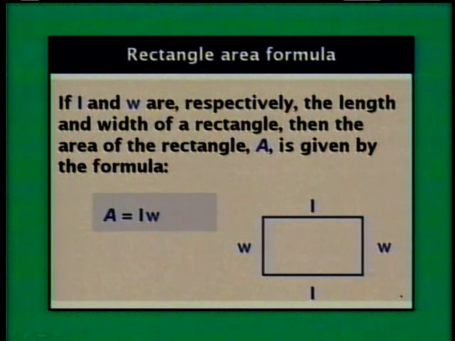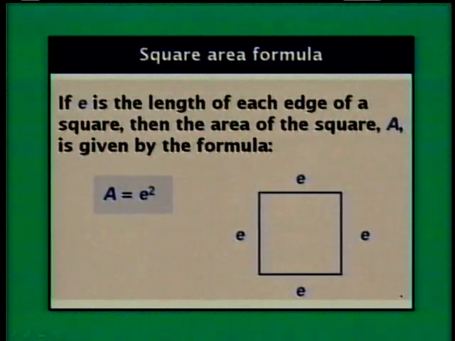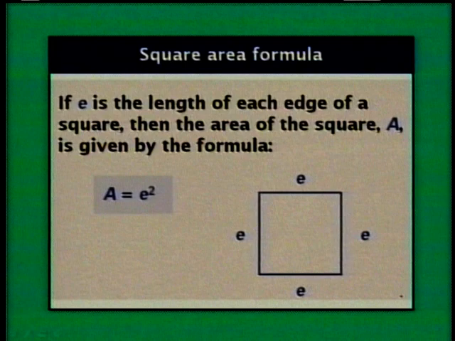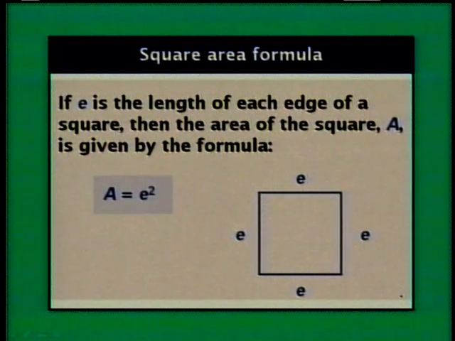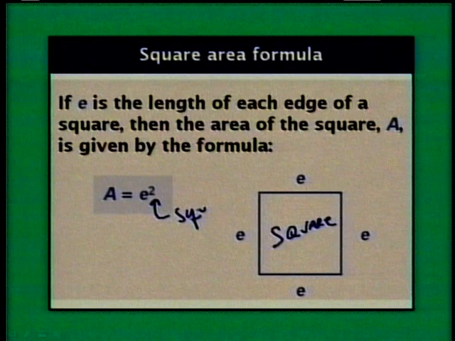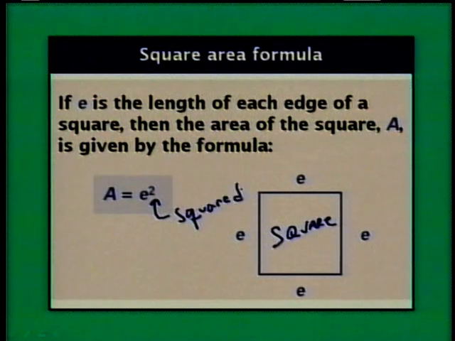Squares are special types of rectangles. They're rectangles where the length and width are equal to each other. If E is the length of each edge of a square, then the area of the square A is given by the formula A equals E times E, which we read as E squared. Let's ponder that. Square. Squared. I bet there's a connection there.